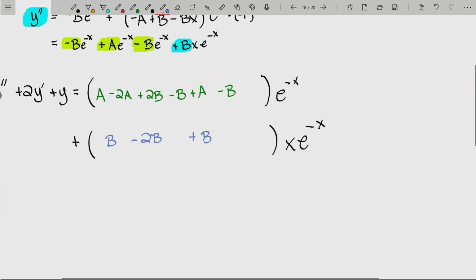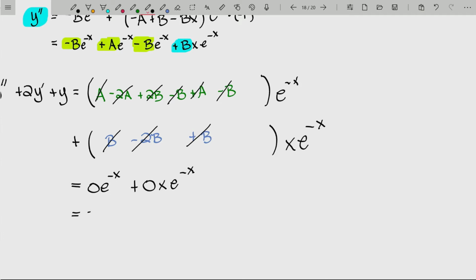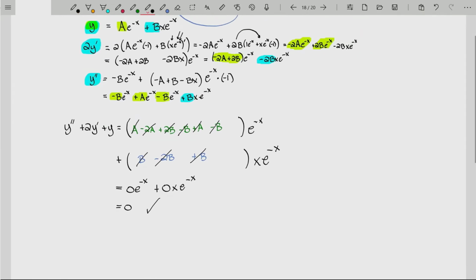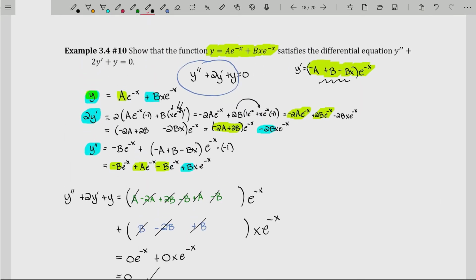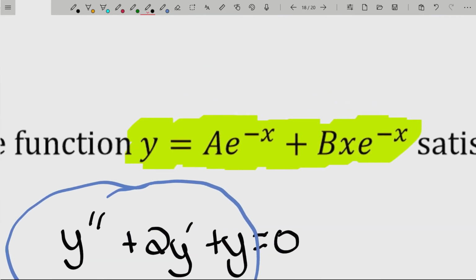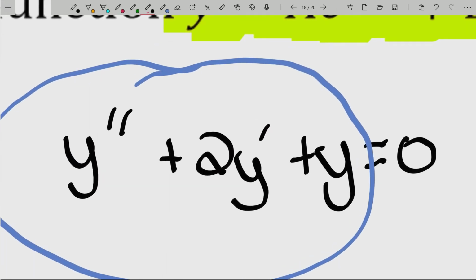Well, let's find out. This is equal to, let's see, I have a plus a minus 2a, those are gone. I have 2b's minus 2 more b's, those are gone. So 0 e to the negative x. And I have 2 of these b's minus 2 of those b's, so plus 0x e to the negative x. That is 0. Check. So we have shown that the given equation, y equals a e to the negative x plus bx e to the negative x, always satisfies this differential equation. It always makes this equation true.